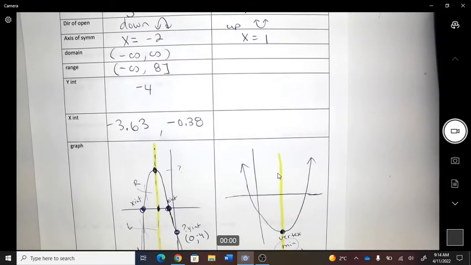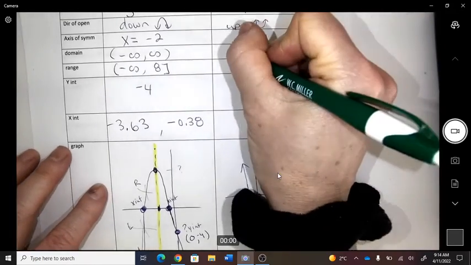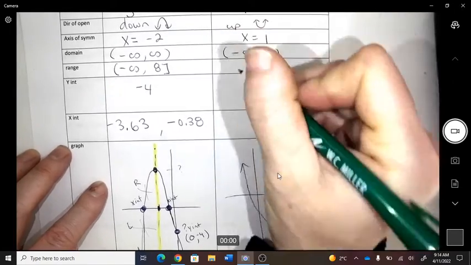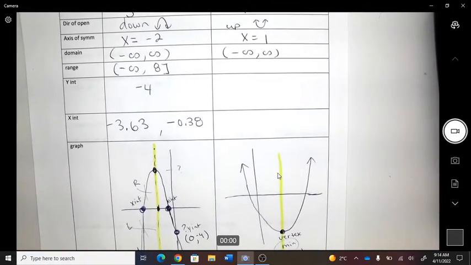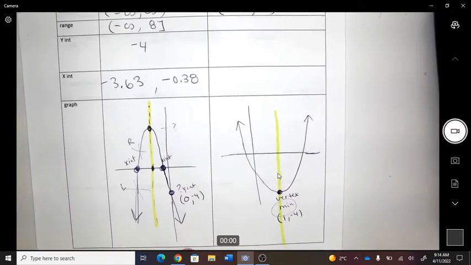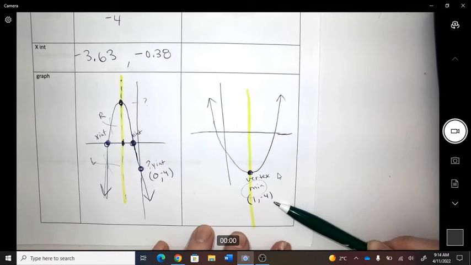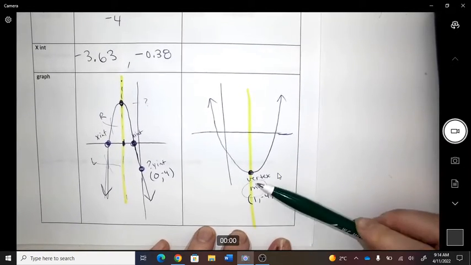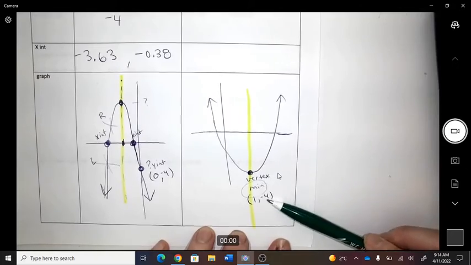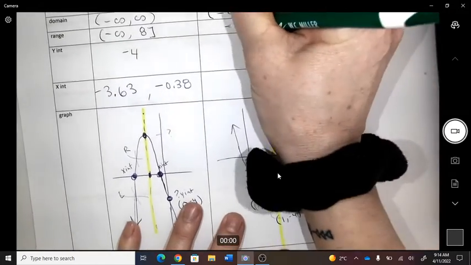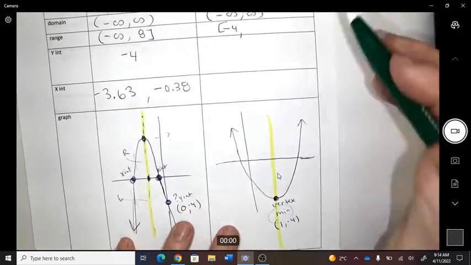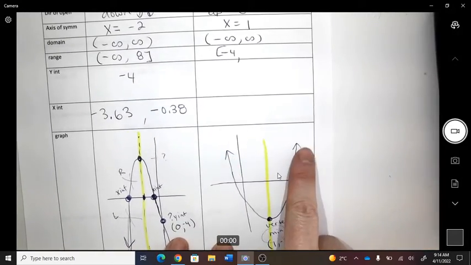Okay, domain, left, right. So negative infinity to positive infinity. It keeps going. Range. What's the lowest? So this time, the lowest is specifically negative 4. That's the height. The lowest height is negative 4, to the highest height, which goes up, up, up, up, up.